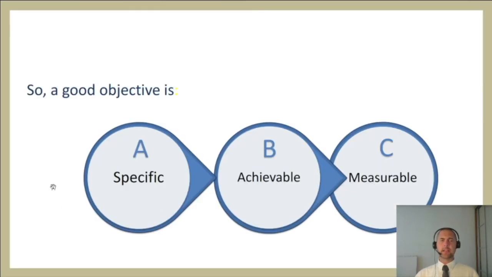So basically, in essence, a good objective is specific and student-centered, focused on student outcomes. It's achievable. Students should be able to do it. It's at their level. It challenges them, but it's still manageable. And of course, the objective is measurable. We can measure the outcome somehow.